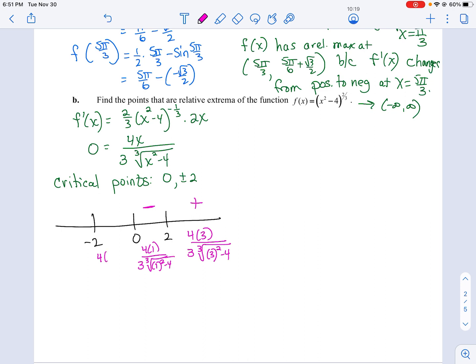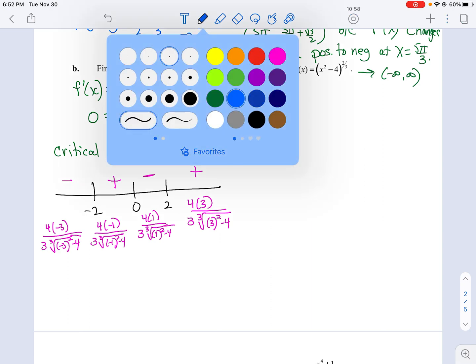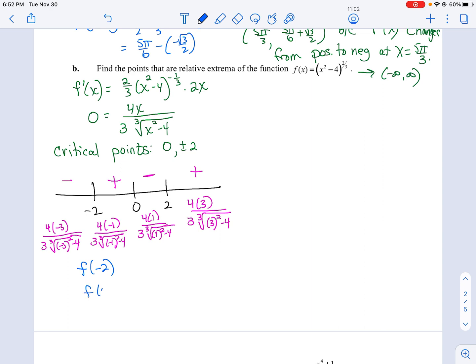Let's plug in, let's say, negative 1. So my numerator's negative and the denominator's negative, so that's positive. And let's suppose we pick negative 3. So my numerator is negative, it's negative 12, and down in the bottom, that ends up being positive. So a negative divided by a positive is negative. So can you tell that I need to compute f of negative 2, f of 0, and f of 2. Those are all going to be relative extrema, and I'll identify what they are later.